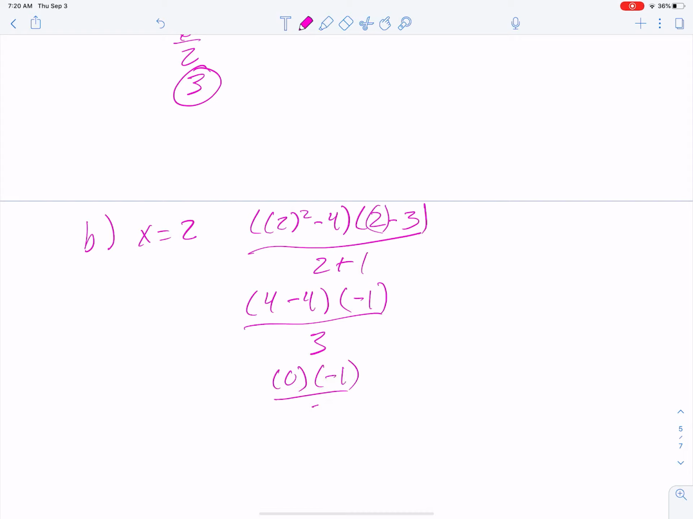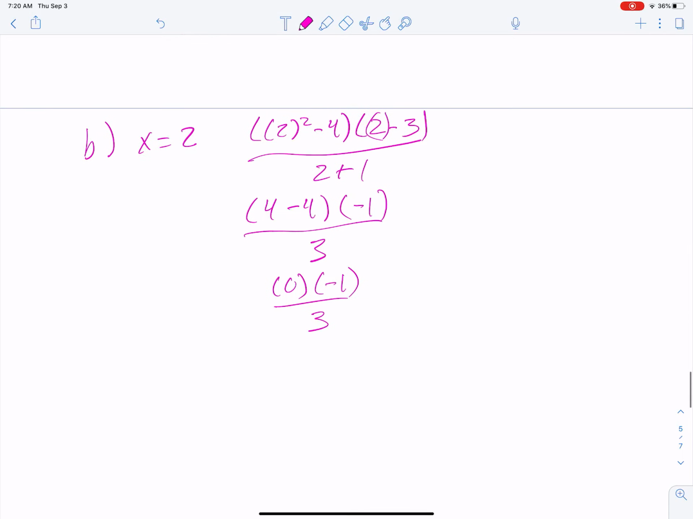0 times negative 1 over 3. 0 divided by 3. And finally, 0 divided by 3 is 0.